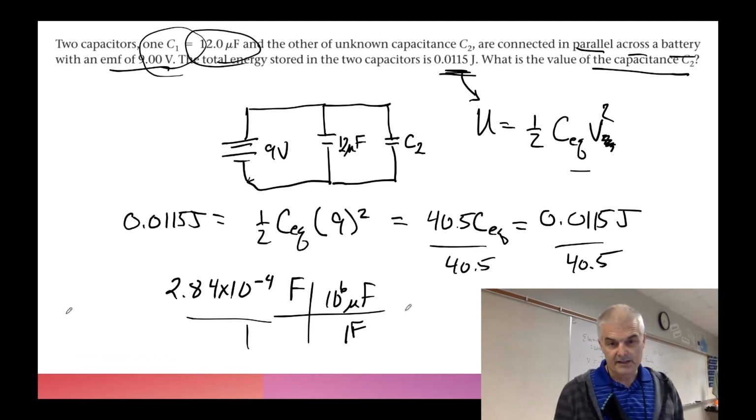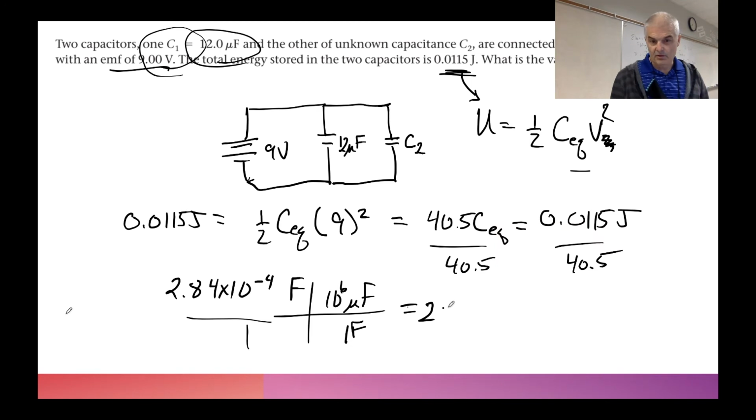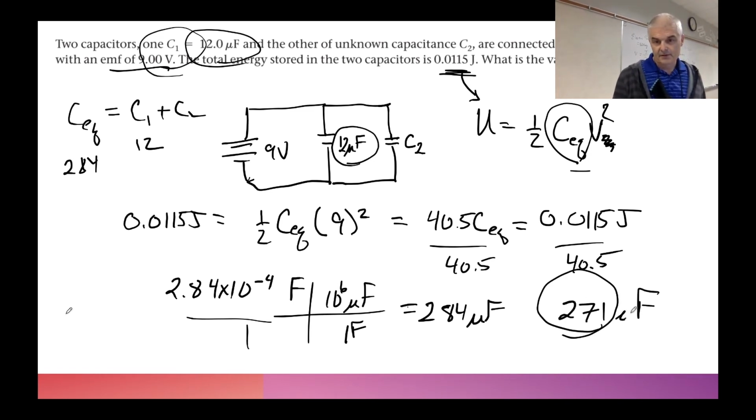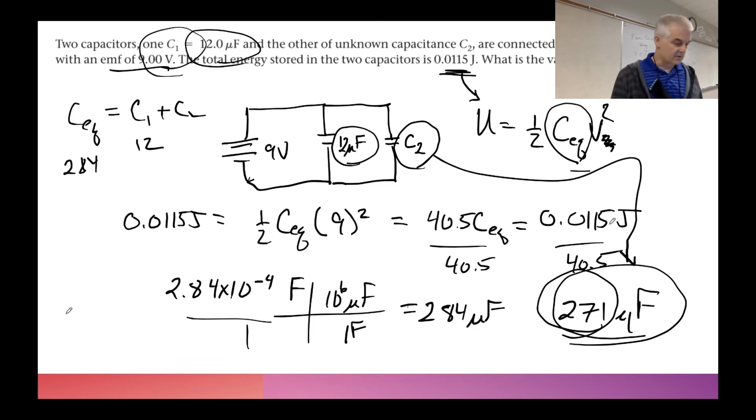and I get 284 microfarads. Now wait, that's the equivalent, because ultimately we've got CEQ is equal to C1 plus C2, but we know that C1 is 12, right? And if this number is 284, we're going to take 284 minus 12. So on my calculator, I subtract those numbers, and I get 271 microfarads. That's the answer for C2, which is the answer to the question.